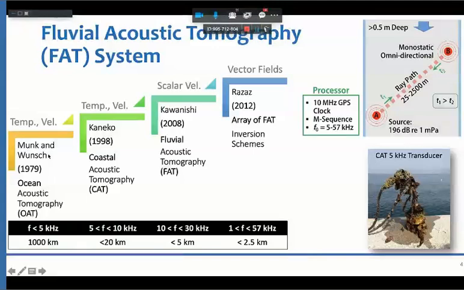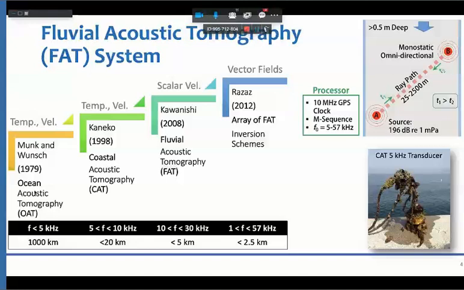The idea of using sound to probe the state of the ocean has been around since 1978, when Munk and Wunsch proposed to use sound for measuring the temperature and velocity in the ocean. But don't forget that in the ocean, the water is very deep, so if you have a source or receiver, there's a very, very low chance that your sound waves are going to interact with the surface of the ocean or the bottom of the ocean. So the problem starts when you come to shallower waters.